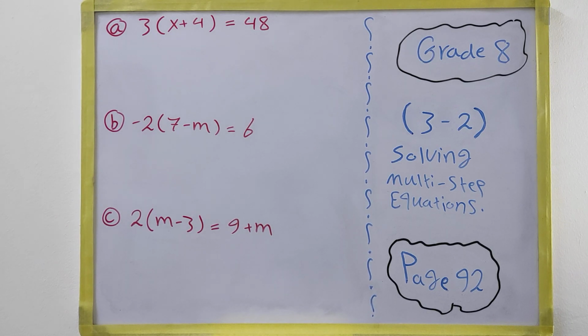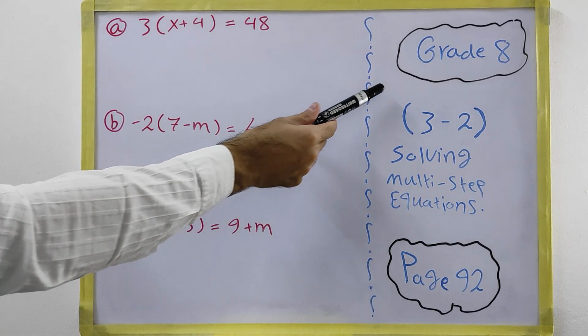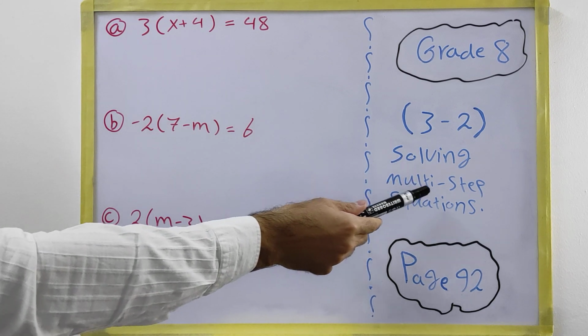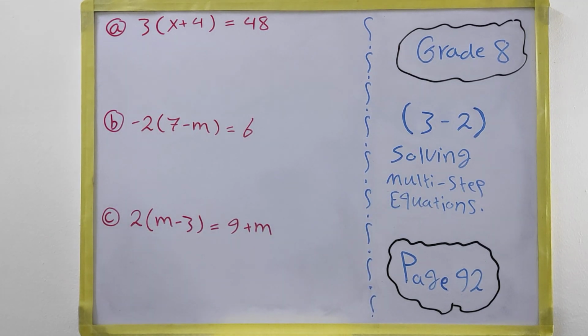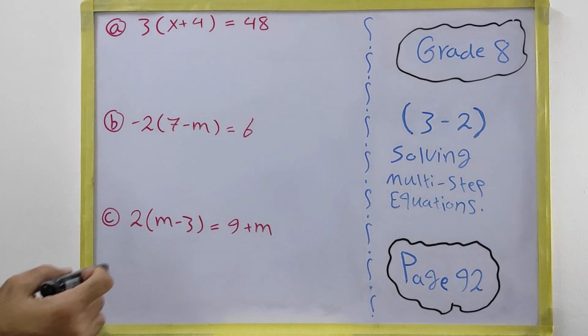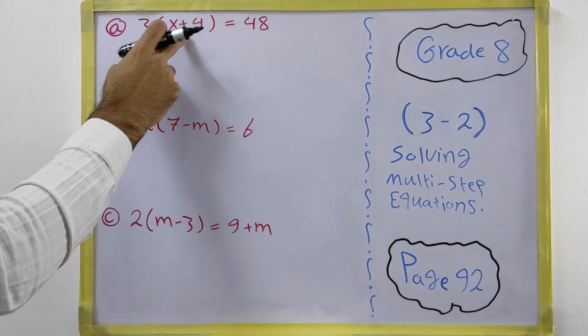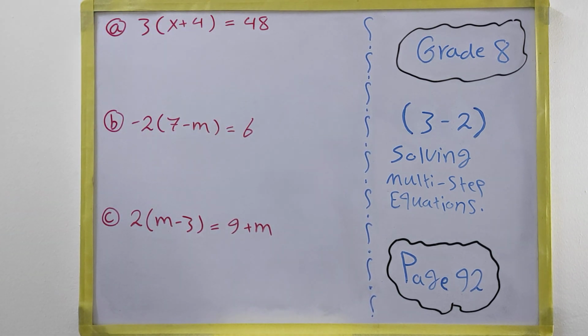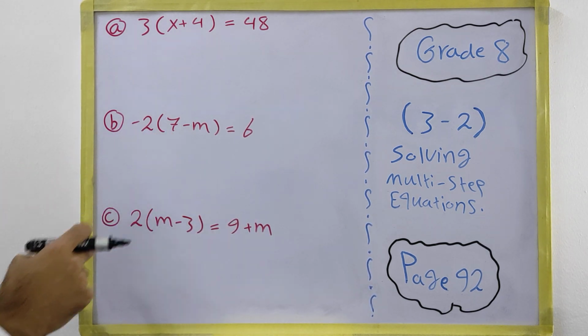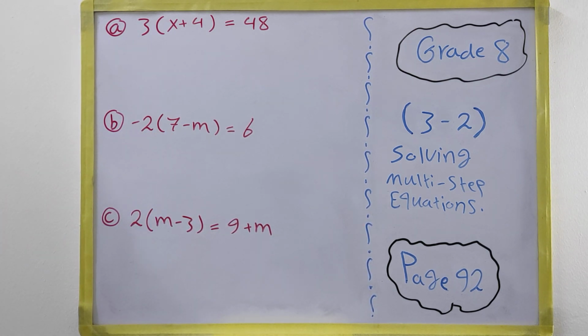Hi everyone, in this video we have grade 8 chapter 3 section 2, solving multi-step equations. In the first lesson of chapter 3 we studied solving equations, the basics of how to solve an equation. Now we have multi-step equations. In these multi-step equations we have a number multiplied by a bracket and the result. In the other lesson we didn't have brackets like these, but now we have them.